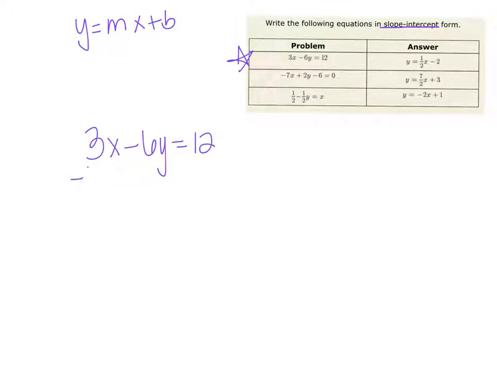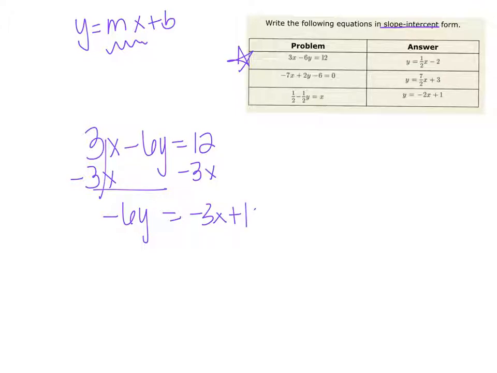I'm going to subtract 3x from both sides. This leaves me a negative 6y. I'm going to put that negative 3x first to kind of get it into that mx plus b form. And then 12 is positive, so I have a plus 12.